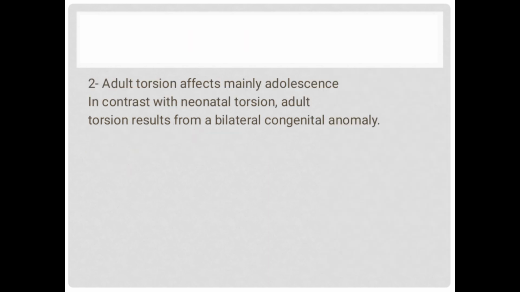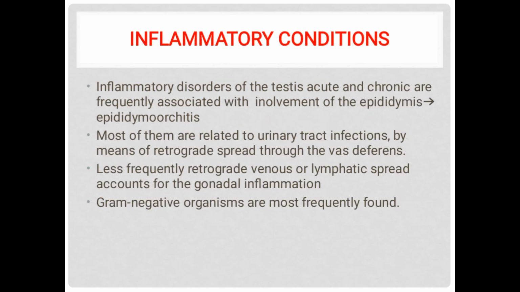But adult torsion affects mainly adolescents. In contrast with neonatal torsion, usually there is a bilateral congenital anomaly in adult torsion. Also, the testis can be affected by inflammatory conditions.